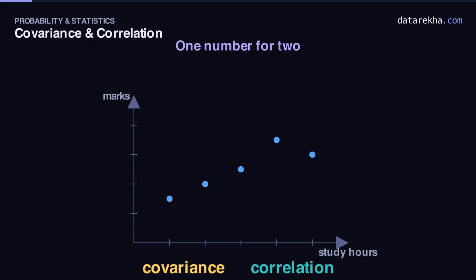We want just one number that captures this. How strongly and in which direction do the two quantities move together? That number is the covariance. Scale it to sit neatly between -1 and 1, and it becomes the correlation.